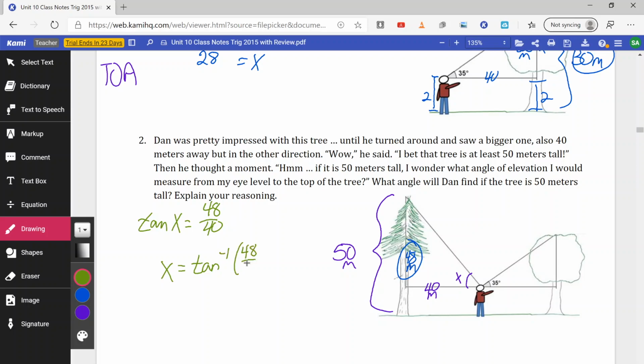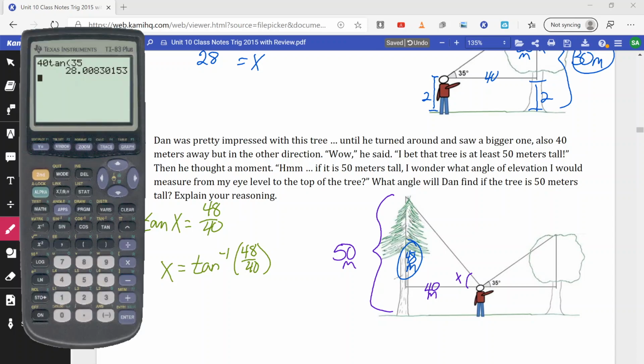Of 48 over 40. So I know the ratio of the tangent of our angle is 48 over 40. So to figure out what the angle is, I take the arctan or inverse tangent of 48 over 40. And if you take a look at the calculator, notice in yellow above each of the trig functions, we have sine to the -1, cosine to the -1, tangent to the -1. We're going to use those to figure out the angle measurement. So again, our calculator's in degree mode. So second tan, notice we now have tangent to the -1 of 48 divided by 40.